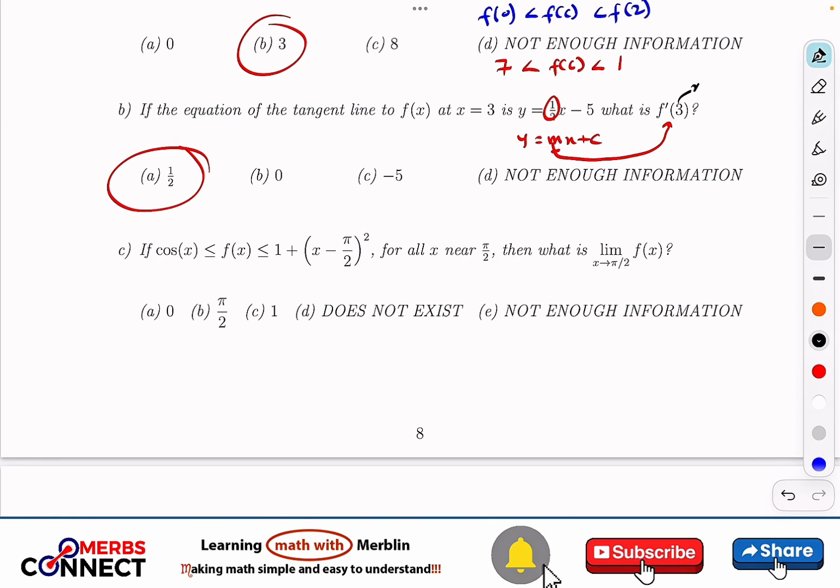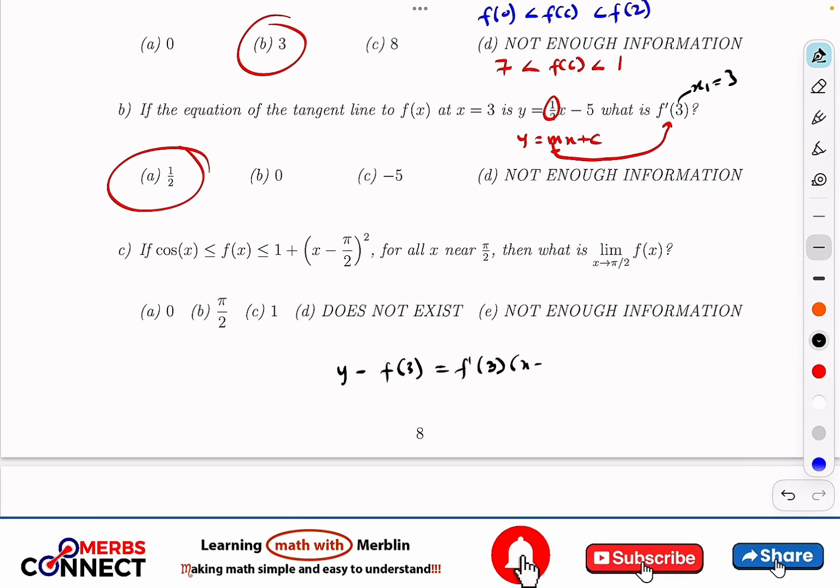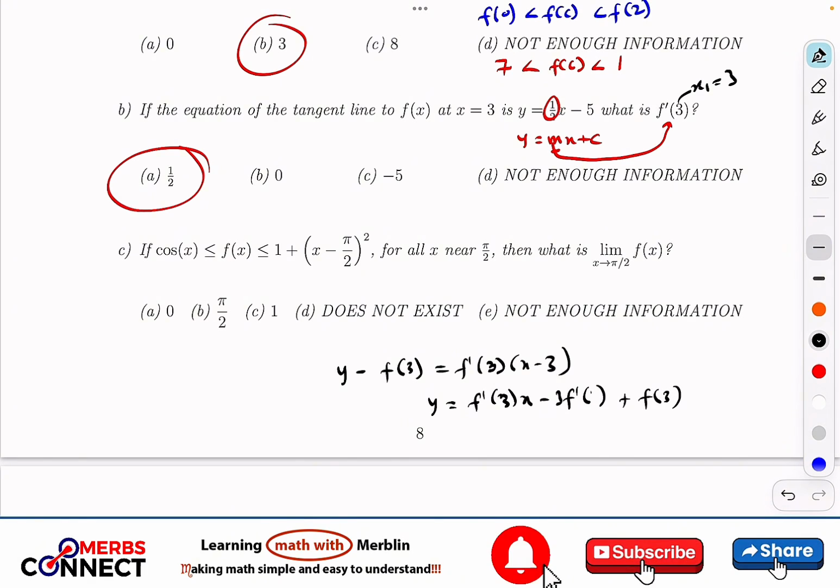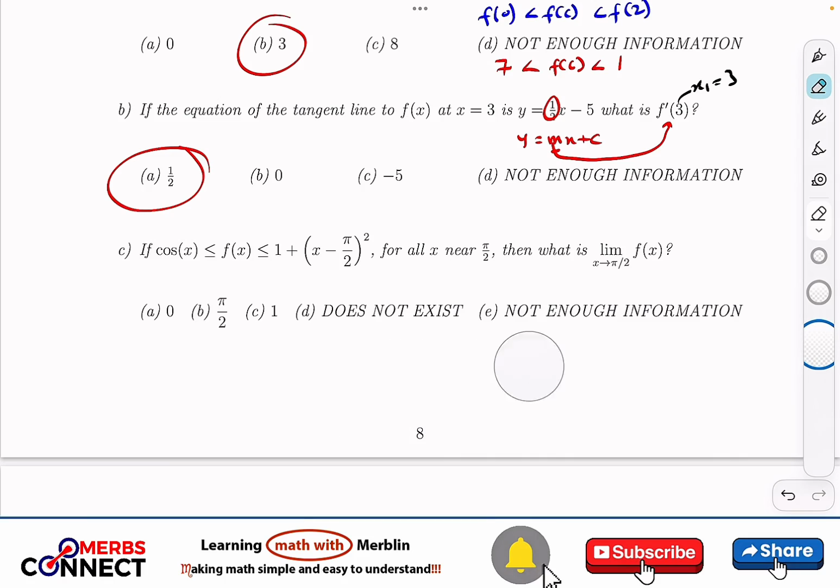Now our x1 is 3. So we have y minus f of 3 equal to f prime of 3 times (x minus 3), right? So when you simplify it, you have y equal to f prime of 3 times x minus 3 f prime of 3 plus f of 3. Is that right? Yes. So the slope is always here. Okay, so this is just A.